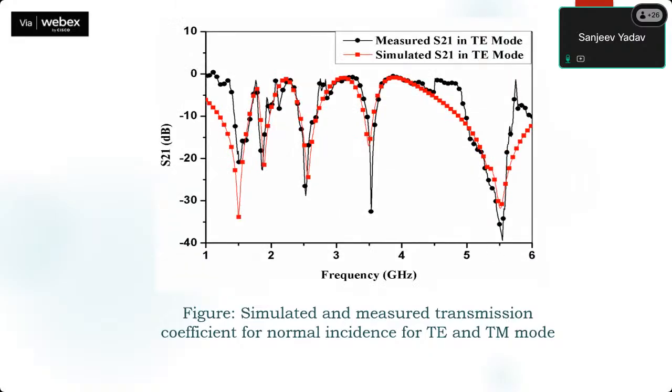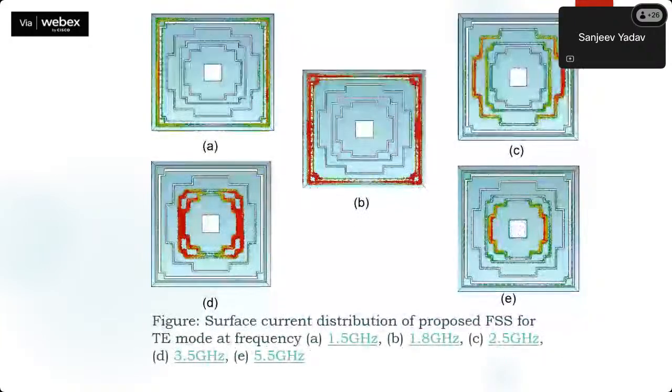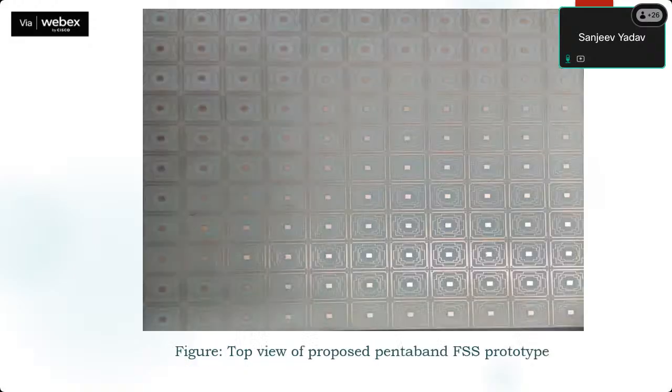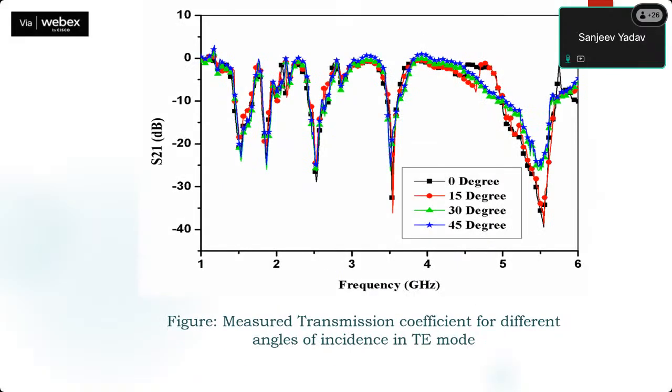Also, again, the structure is symmetrical. You can see here, if we rotate this 90 degrees, the structure will look similar. No changes are there. One thing we have to remember for making an angularly stable structure: the structure should be symmetrical. So if I rotate 90 degrees, the same structure should be there. That's why we are getting the angular stability. Here you can see that up to 45 degrees, we are getting angularly stable structures.